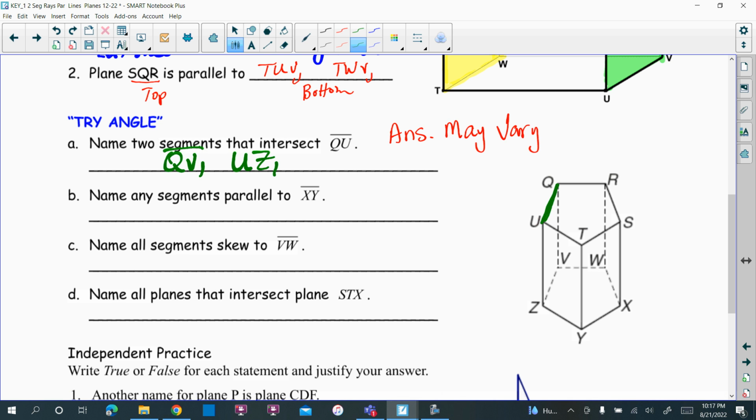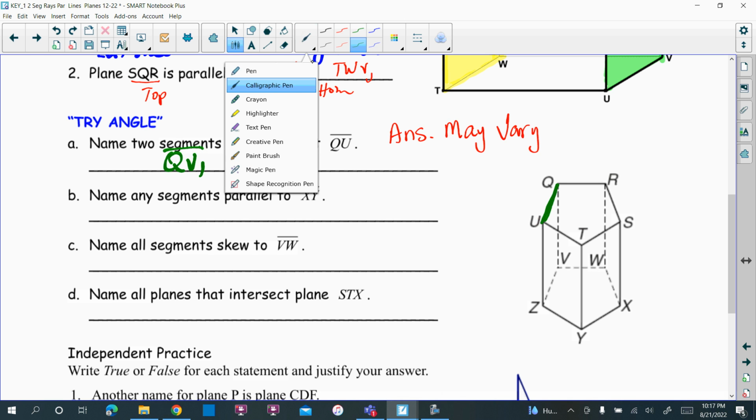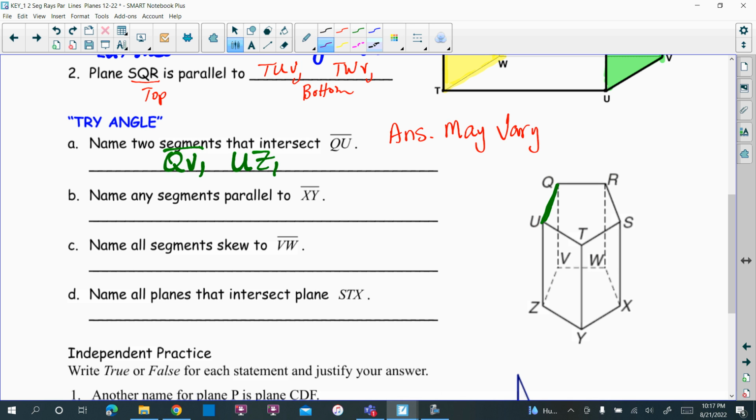Name all segments parallel to XY. On the next problem here, since we're talking about parallel to XY, that's down here, and that's on the side face here. Well, there's only one segment that's parallel to XY, and that would be TS. Good job. I know y'all saw that.